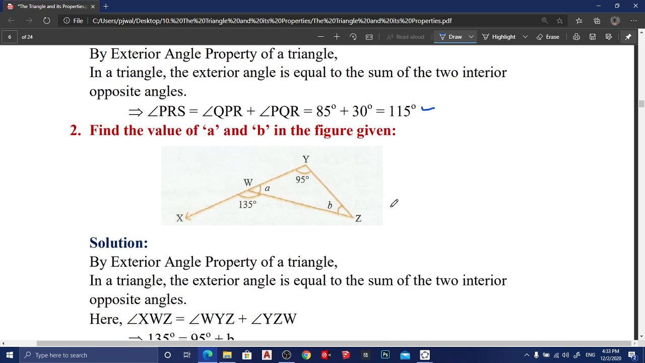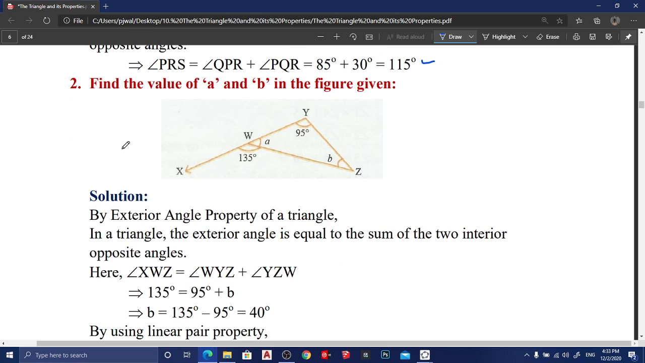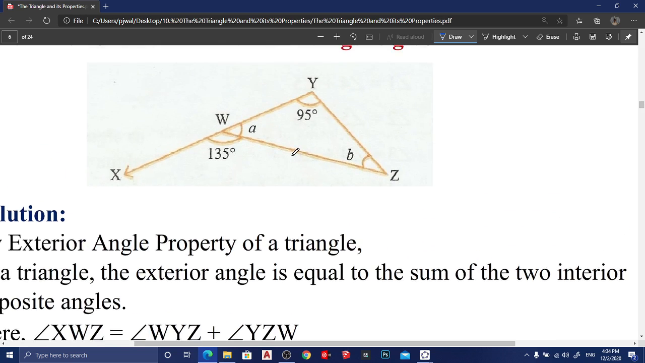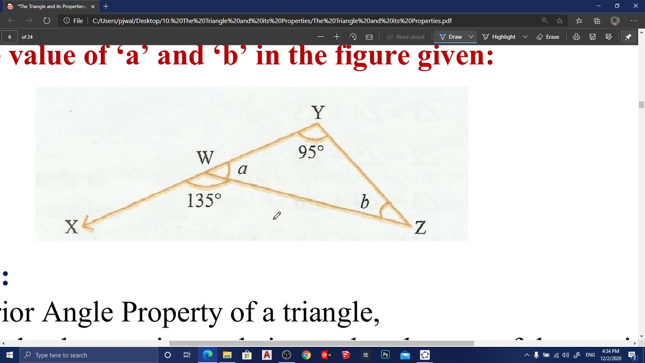Okay, next one. Find the value of A and B in the figure given. So here in this figure you have to find out angle A and angle B. How to find this? Observe here. This is the exterior angle which is produced by this side YW up to the X. So exterior angle. Now these two, 95 and B, will become the opposite interior angles to this exterior angle.